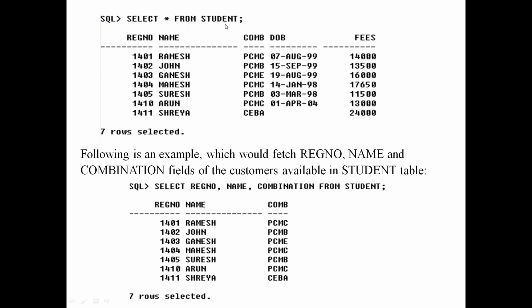If you execute this, this may be your output, as you have created and inserted in the previous classes. According to that, the columns in the student table are only 5 fields: register number, name, combination, date of birth, and fees. All the records will be displayed by using this statement. You'll even see how many records are in this table, shown here as 7 rows selected. It means 7 rows were fetched from the student table.